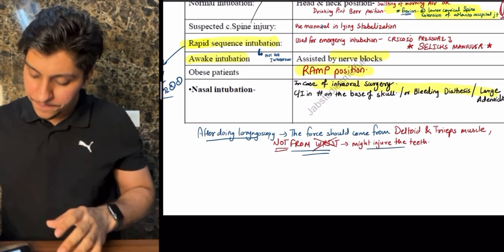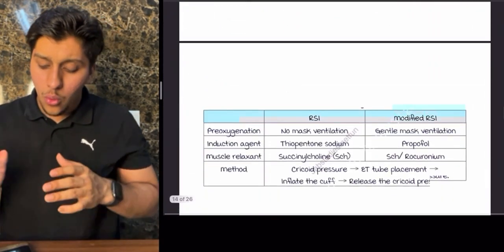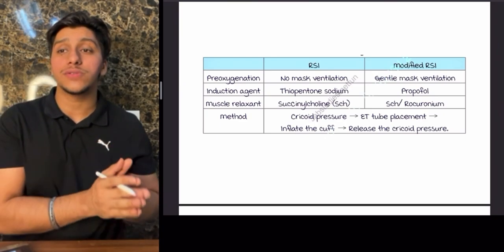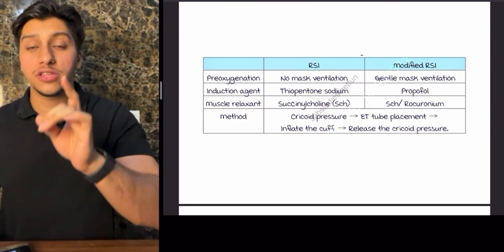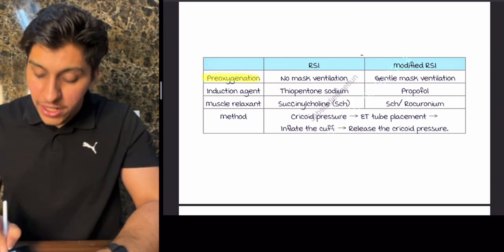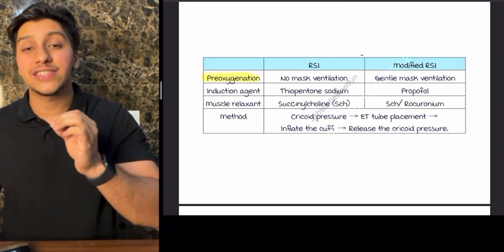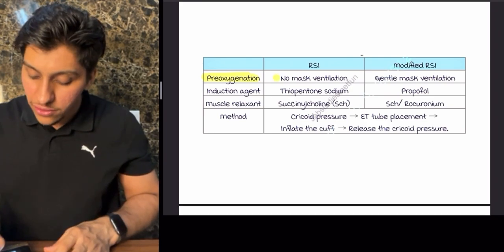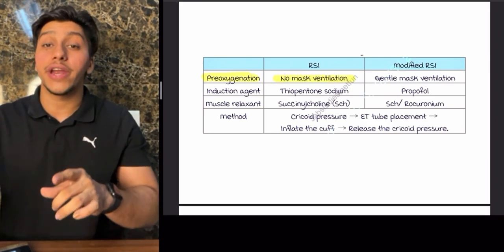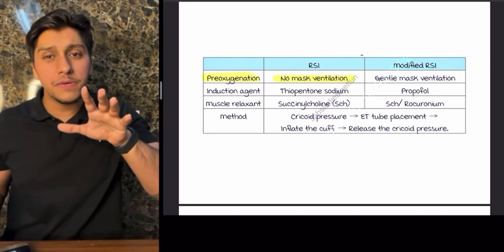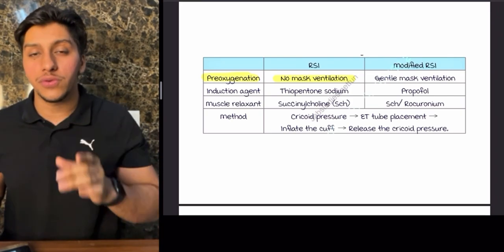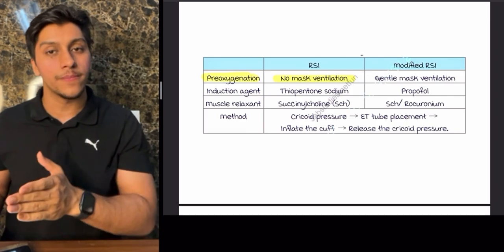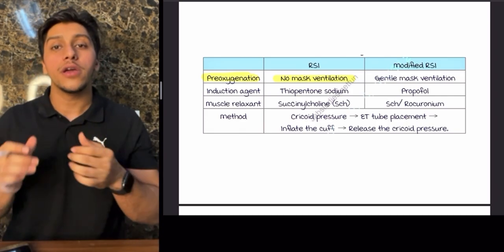Okay. Next, guys, what is the difference between rapid sequence intubation and a modified rapid sequence intubation? In rapid sequence intubation, the very important thing is we are not going to pre-oxygenate this patient, to prevent the risk of aspiration. So that is why you're not going to give any mask ventilation. On the other hand, in modified rapid sequence intubation, there's going to be gentle ventilation. The inducing agent of choice in rapid sequence intubation is thiopentone sodium, and in the modified one, it is going to be propofol.